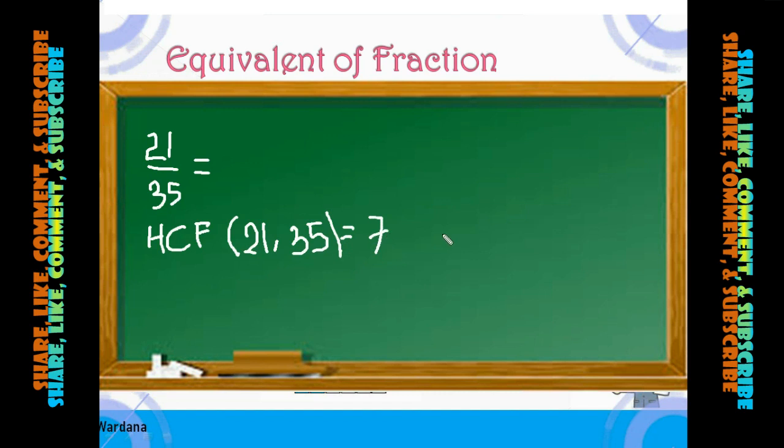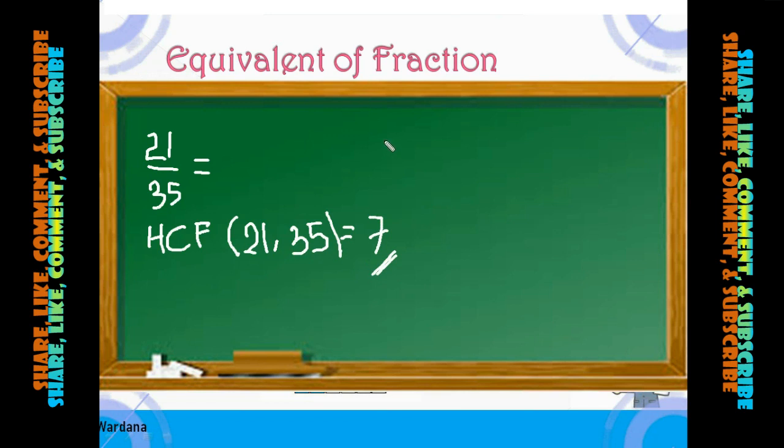You already learned about HCF before, especially in the first semester. Don't forget it, because HCF and LCM will be important in fraction. Okay, back to the question. HCF of 21 and 35 is 7.